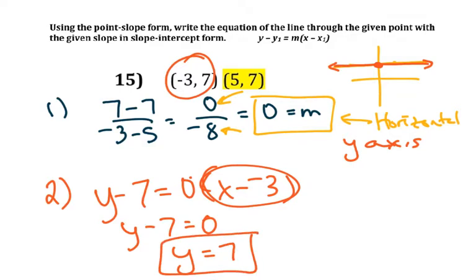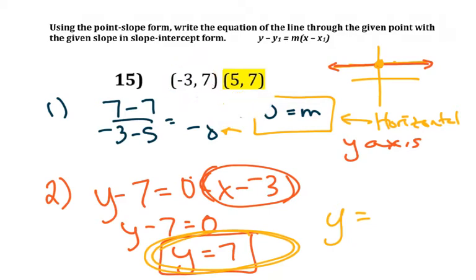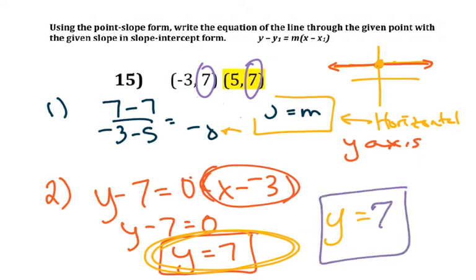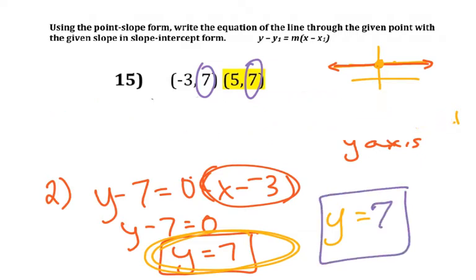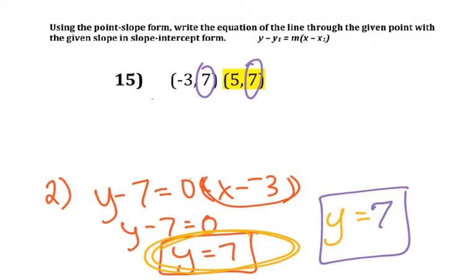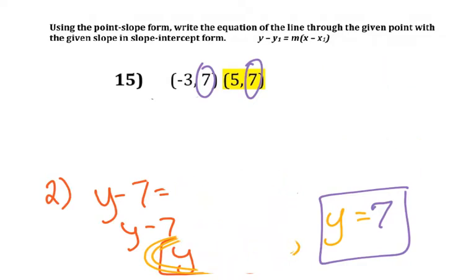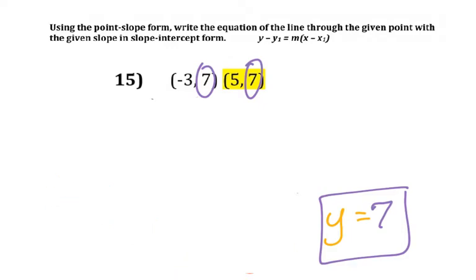Whenever you have a horizontal line, the equation is always going to be y equals, because it goes through the y-axis, so y equals, and then look at both of your y's in these ordered pairs. If you look at both of the y's, they're both 7. And so actually we could have found this equation if we had noticed that both of the y's were 7. We could have found the equation without actually having to do anything.